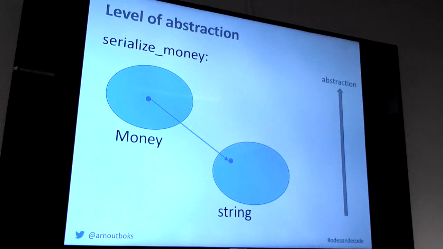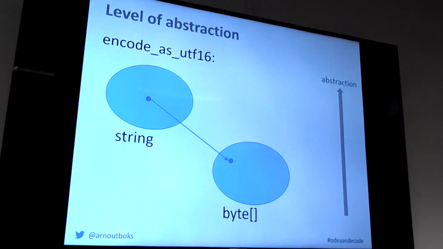And we could have another function that kind of has the same effect. If we have a function that encodes a string as UTF-16, we lower the level of abstraction even more. A string, we know what kind of characters those are. We can join them together. We can take substrings of it. And bytes actually could mean anything. And yeah, we can send them over a network, but we don't really know what they mean anymore. So again, we lower the level of abstraction.